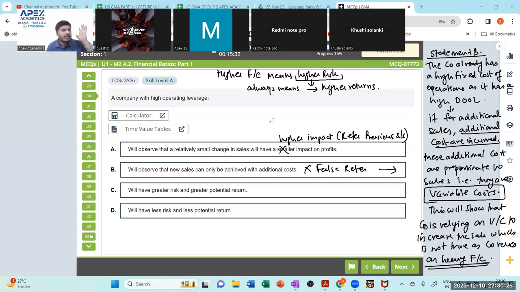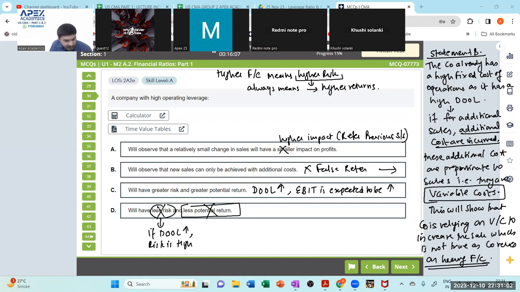It is only one of that. It cannot be both. Please understand. Higher risk always means higher return. Always keep that much in mind. Where degree of operating leverage is high, EBIT is expected to be high. Please understand this. We'll have a less risk. No, this is a wrong statement. If degree of operating leverage is high, risk is high, and less risk only is a meaningless statement. If DOL is high, risk is high.